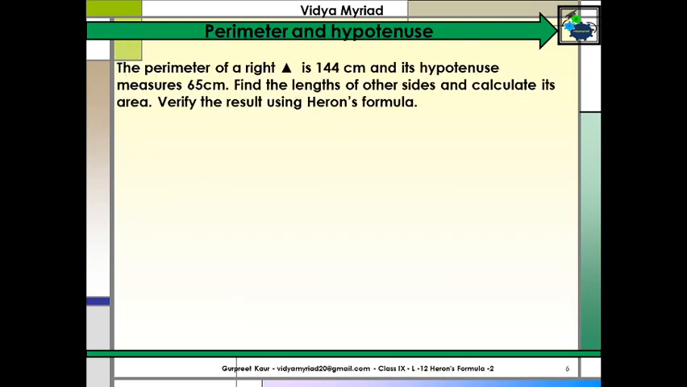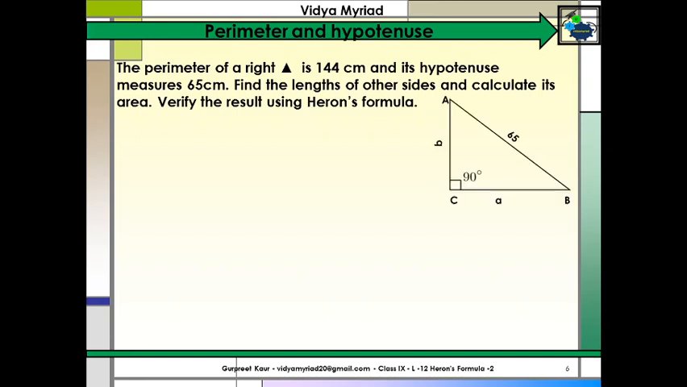Next set of problem where you have a perimeter given to you as 144 and you have a hypotenuse 65. You need to find out the lengths of the other sides. You need to calculate its area and also you need to verify it using Heron's formula. That means first of all I need to find out the lengths.